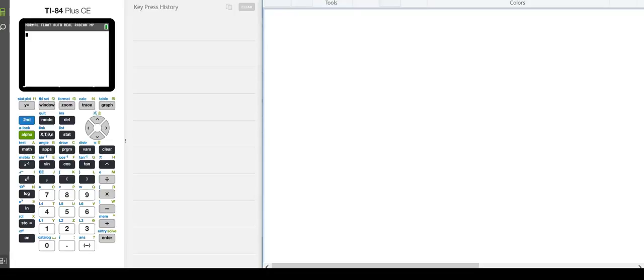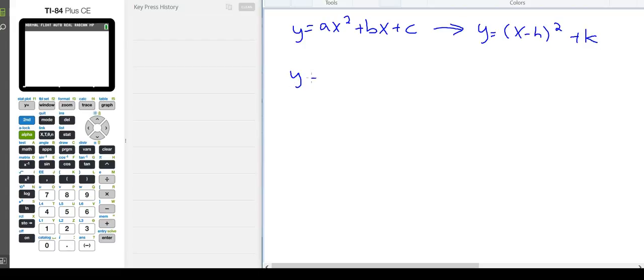In this video, we're going to discuss how you can switch a quadratic equation from standard form, y is equal to ax squared plus bx plus c, to vertex form, y is equal to x minus h squared plus k. Let's look at an example. y is equal to x squared minus 6x plus 5. And we're going to switch this into vertex form by completing the square.